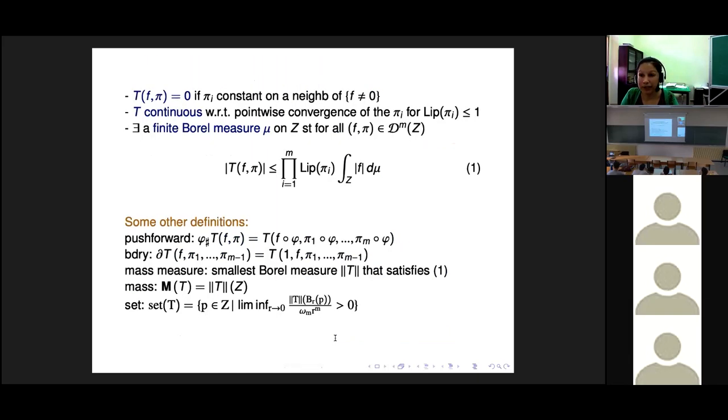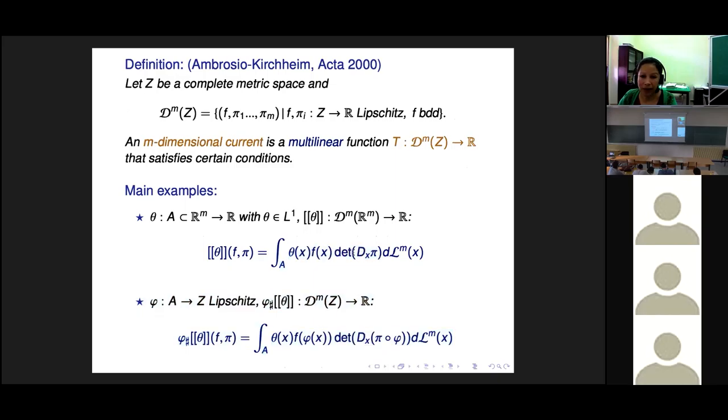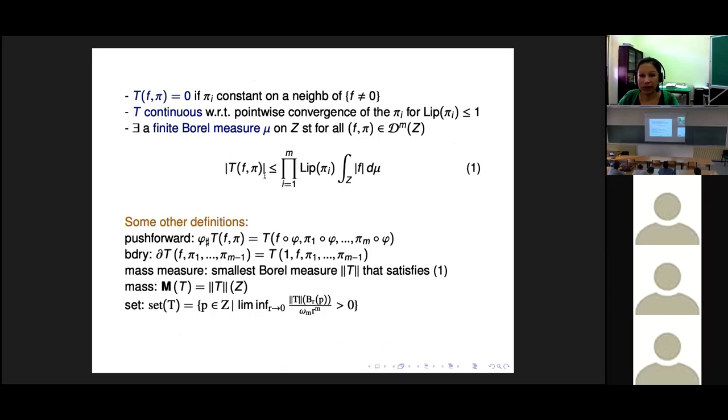The properties of this functional that I skipped are the following three. The only thing that is really necessary for what I'm going to say next is that there exists a finite Borel measure that satisfies the following property: you can bound the absolute value of your current in this way. What is going on is that these pi i's come out of the integral, and then you only have the integral of f multiplied by some measure. If we go back to the example, you are taking this determinant to the outside, and then you get f, and actually your measure is going to be theta times the Lebesgue measure.